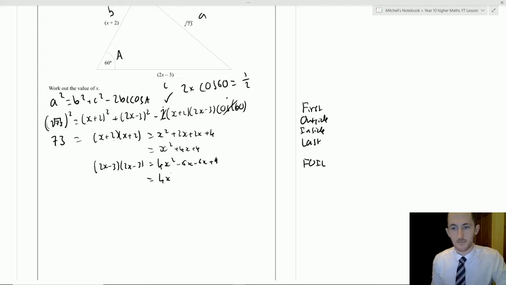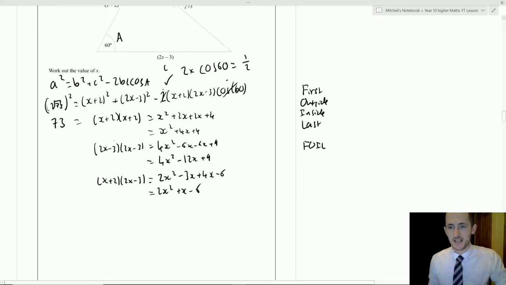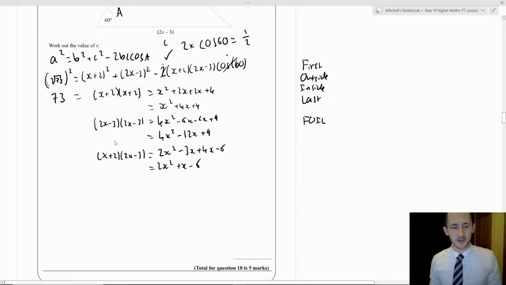Again, please make sure you're checking my work, by the way. It's very easy to make a mistake when you're trying to explain the stuff. And lastly, we have that will give me 2x squared. Outside will give me minus 3x plus 4x, minus 6. That's 2x squared plus x minus 6. I think you can tell how much algebra is going to be in this question, right?